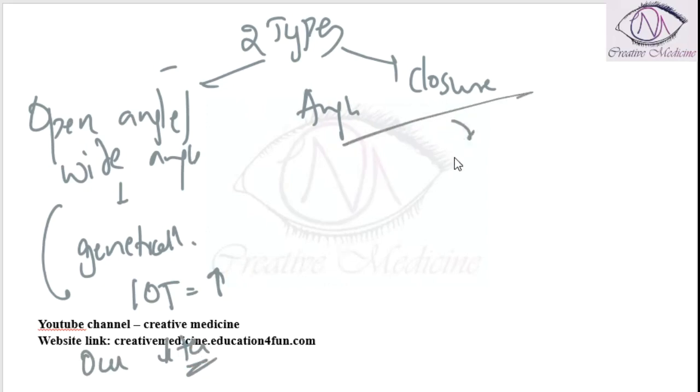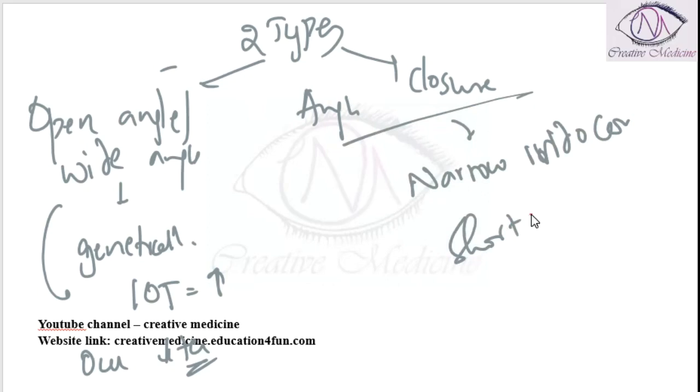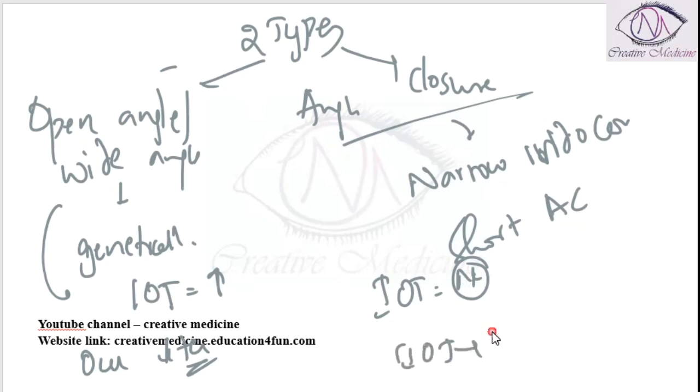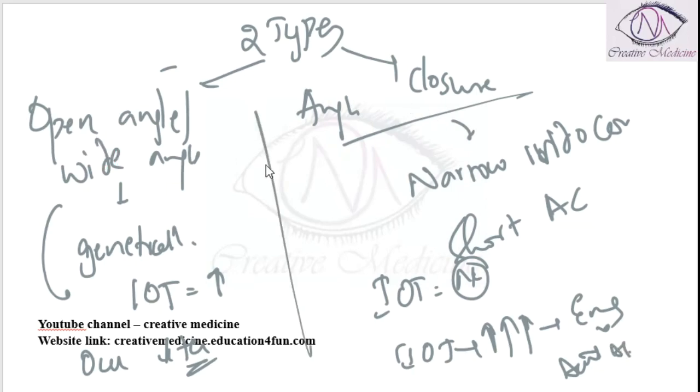Whereas angle closure glaucoma occurs in individuals with a narrow iridocorneal angle and a short anterior chamber. In this angle closure glaucoma, intraocular tension remains normal until the attack is precipitated by mydriasis. Sometimes intraocular tension rises very rapidly, presenting as an emergency condition known as acute angle closure glaucoma or acute congestive glaucoma. So the drugs for each of them will differ.